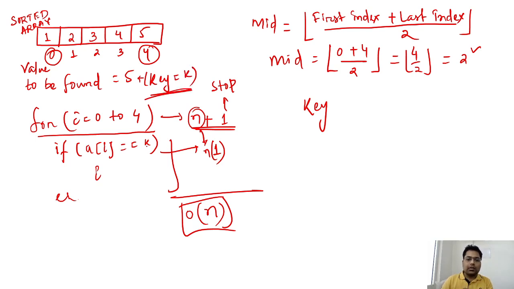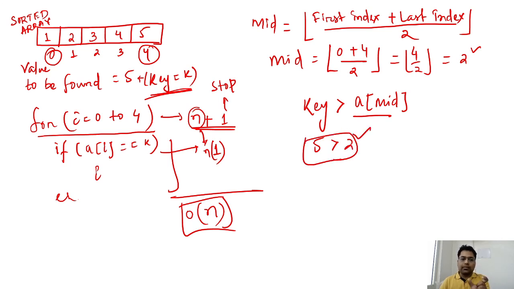Okay, so here we have set it. If key is greater or less than, that is what we have to focus on. If key is greater than a of mid, if we find that, then what do we say? Key was to be 5, now mid is 2. So here it satisfies. If this happens, then we will focus on the left half. How is it getting divided? First you check it here.